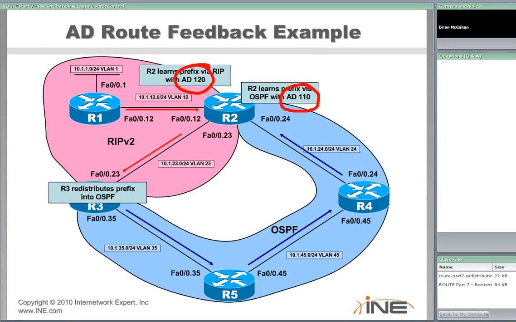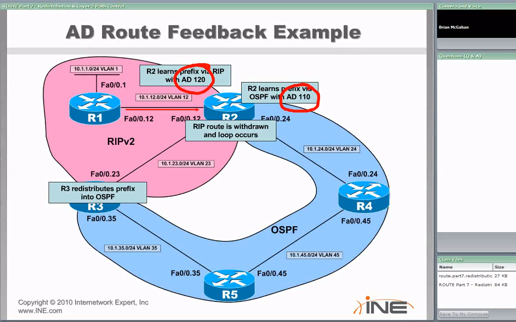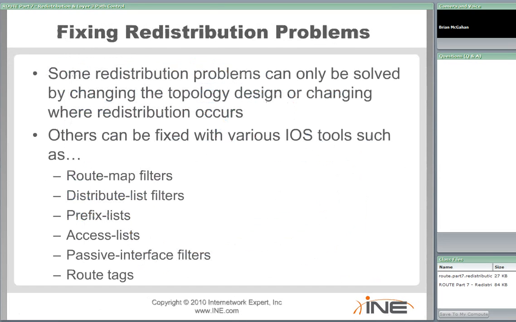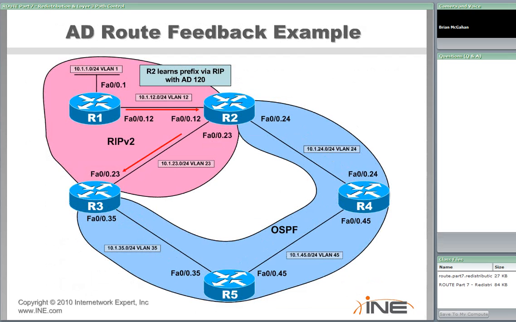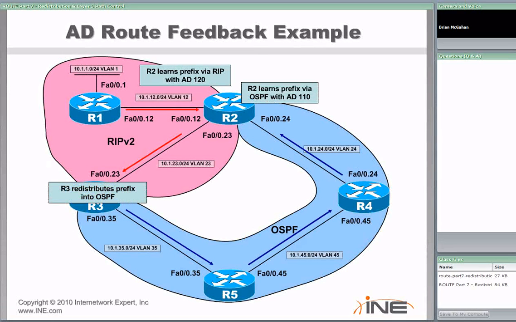Because if it's not in the routing table from RIP, then we can't advertise it through RIP. Router 2 is going to withdraw it. Router 3 now says, I don't have a route to the destination through RIP, so I can no longer redistribute it into OSPF. So we send a withdraw message to 5, 5 withdraws it to 4, 4 withdraws it to 2. This is going to happen over and over and over. Where 2 originally advertises the route to 3, it gets redistributed, and it eventually gets withdrawn over and over and over.